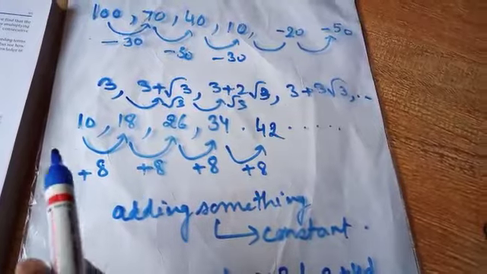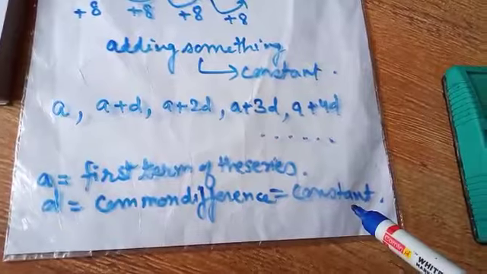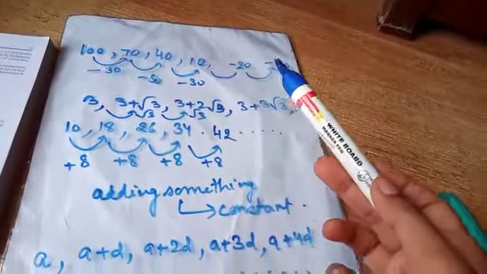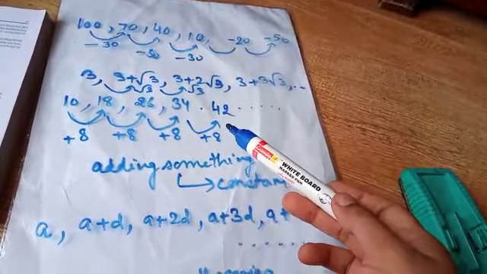It is 8 because I am adding 8 to get the next number. So this is called common difference, which is constant. Common difference for the first series is minus 30, for the second sequence is root 3, and for the third one it is plus 8.